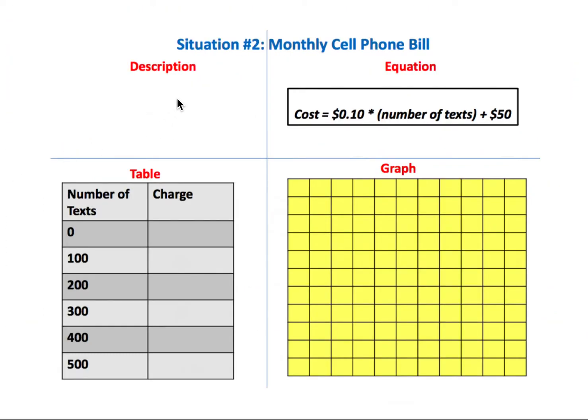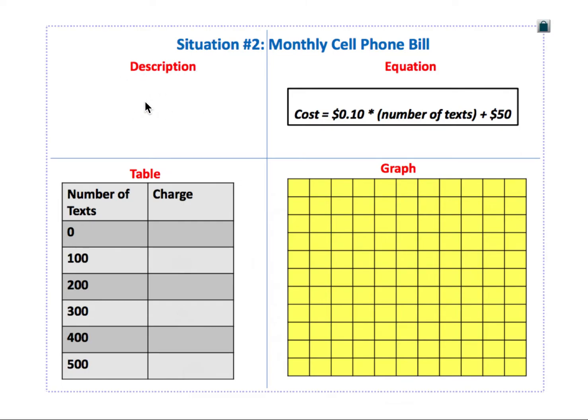So, situation number 2, the first one in your notebook, calls for the monthly cell phone bill. They give you an equation. It says cost equals 10 cents times our number of texts plus our $50. So let's think about this for a minute. Basically, you have to pay $50, and then you're going to add that to the number of texts that you send. So here's a scenario. You could come up with your own, or here's mine.